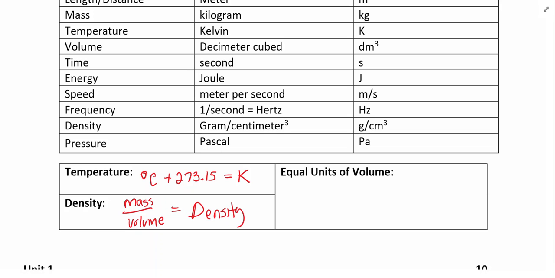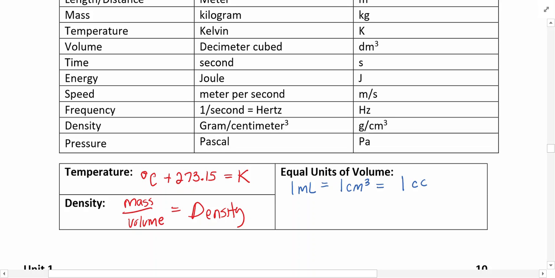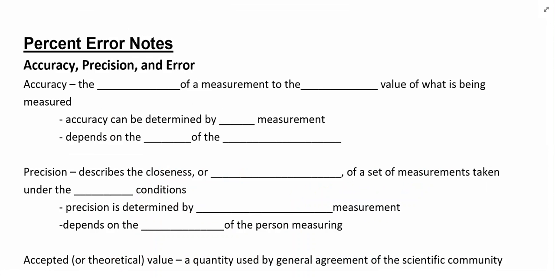So there's a couple of equal units of volume that we need to be aware of. 1 milliliter is equal to 1 centimeter cubed, which is equal to 1 cc. Medical professionals tend to say cc, which stands for cubic centimeter, but we will be using milliliters or centimeters cubed for the most part. The other one to note is that 1 decimeter cubed is equal to 1 liter. These were intentional when they came up with the metric system, to make sure these things matched out to make calculations a little bit easier for us.